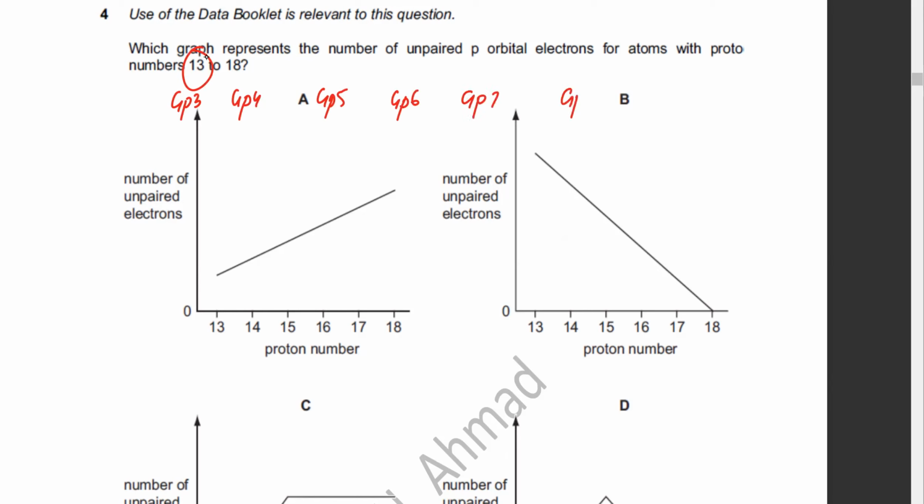Now, you don't have to write the whole electronic configuration for each of the atoms. Like any atom with proton number 13, that's aluminium. You don't have to write the whole electronic configuration. If you know that it's in group 3, the outermost electronic configuration is going to be s2 p1. If something is in group 4, then it's going to be s2 p2. If something is group 5, then it's going to have 2 electrons in s and 3 electrons in p. Group 6 would be s2 p4, then you will have s2 p5, and finally this would be s2 p6. Okay, this is something that we did.